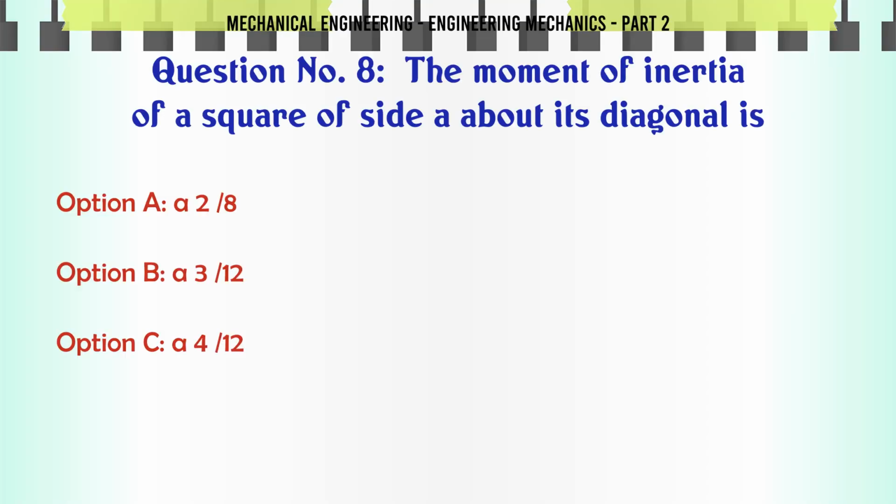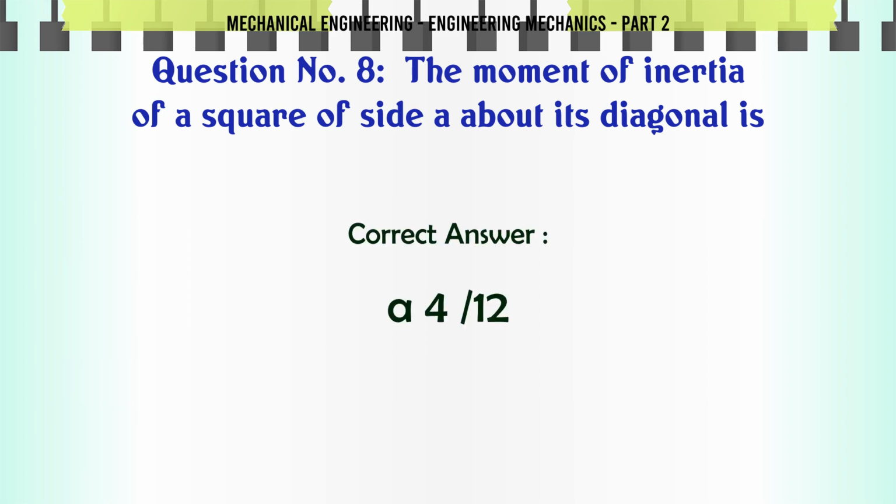The moment of inertia of a square of side a about its diagonal is A. a^4/8, B. a^4/12, C. a^4/12, D. a^4/16. The correct answer is a^4/12.